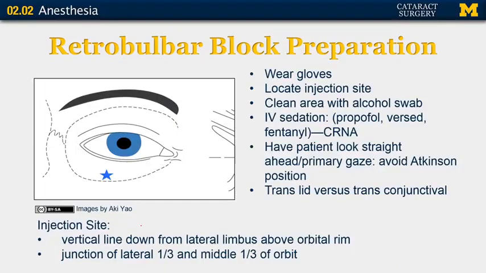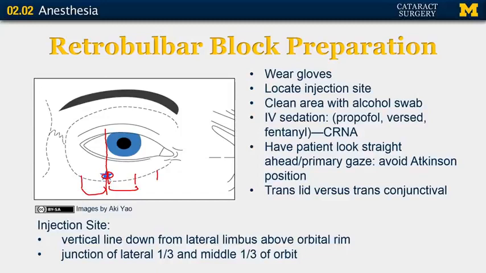To prepare for the block, you want to identify the injection site. One way to identify it is to divide the orbit into thirds, and it's the junction of the middle third and the lateral third. Another way to think about it is if you draw a vertical line down from the lateral limbus, and the point above the orbital rim is where you want to inject. Then you'd want to put on some gloves.